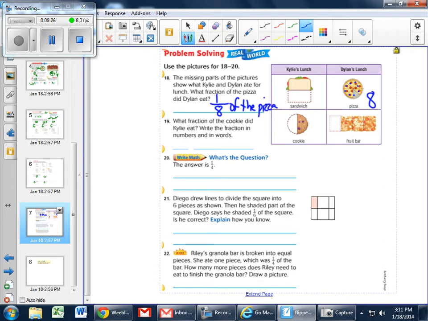Same thing on number 19. What fraction of the cookie did Kyle eat? How many pieces of cookie should there have been? Is your total number your denominator? He ate 1 out of those 2, so he ate a half of a cookie.